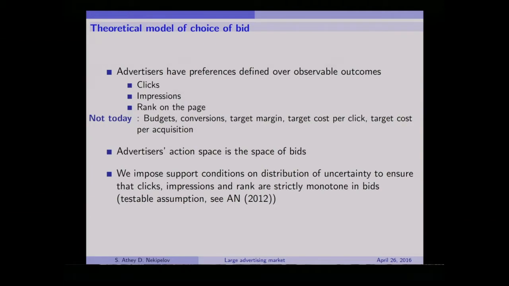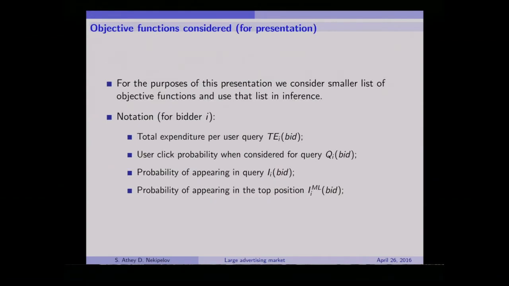But anyway, let me talk about the ones we're going to look at today. I'm just going to show you 3 different objective functions. One is that they maximize profits from clicks. One is that they want to get impressions, which is often what they say they want to do with their brand keywords. And also I'm going to let them have an incremental value from being at the top of the page, which is, again, another thing that they often try to do. And their action space is a space of bids.